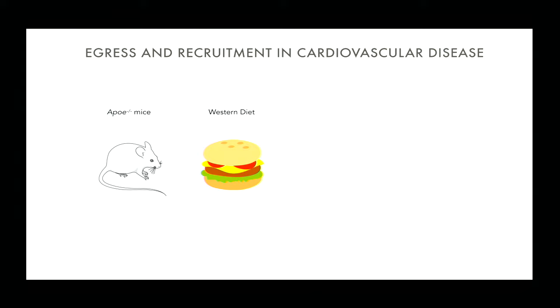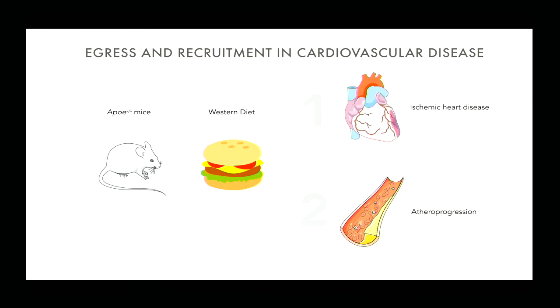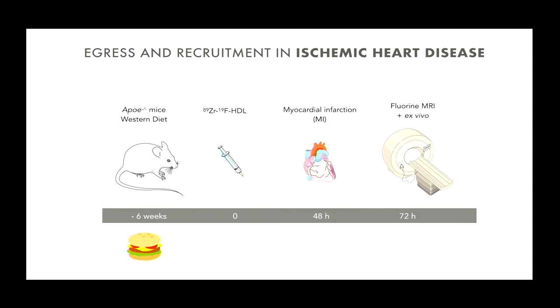We then moved to investigate whether our technology has some use in the context of cardiovascular disease. For this we used ApoE knockout mice that, when combined with a Western diet, develop atherosclerosis over a period of time. We wanted to see how our platform works both in the context of ischemic heart disease as well as in atheroprogression. First, in the context of ischemic heart disease, we kept these mice 6 weeks on a Western diet, so they were in an intermediate stage of atheroprogression.